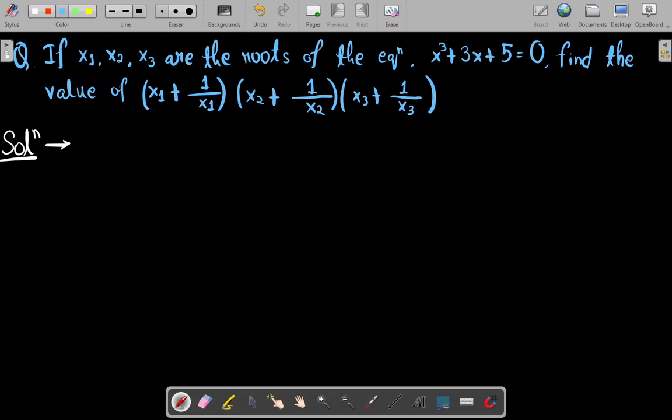Hello everyone. In this question, it is asked that if x1, x2, x3 are the roots of the cubic equation x cubed plus 3x plus 5 equal to 0, then we have to find the value of the product (x1 plus 1 upon x1) times (x2 plus 1 upon x2) times (x3 plus 1 upon x3). So we are given a cubic equation.